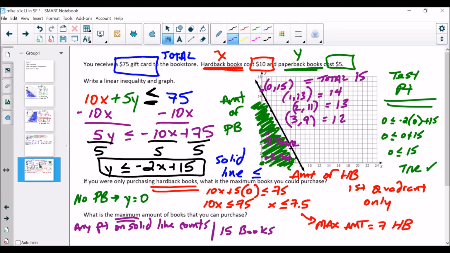And we got that really from looking at our graph over here. We said that all of these points on the solid line count as answers. Which one would give us the largest amount of books total? 0 plus 15 would be 15. Now, unfortunately, what that means is that we would have 0 hardback books, but we would have 15 total books. All of them are paperback. That would be the largest amount of books we could purchase at this bookstore with the gift card of $75 that we have.